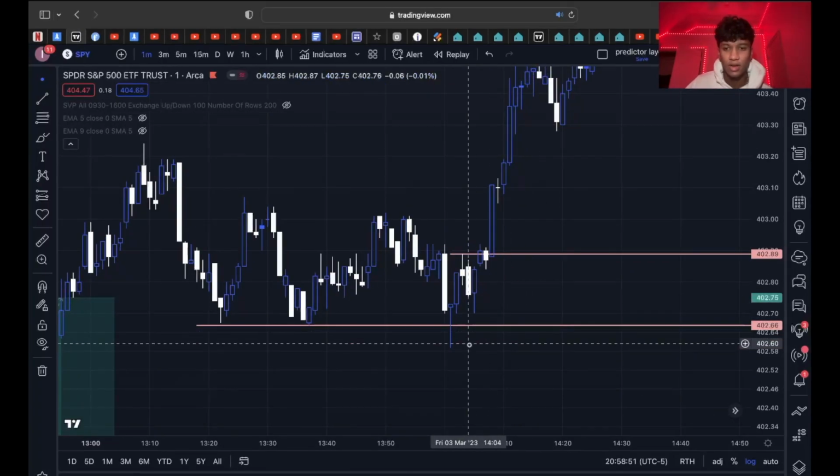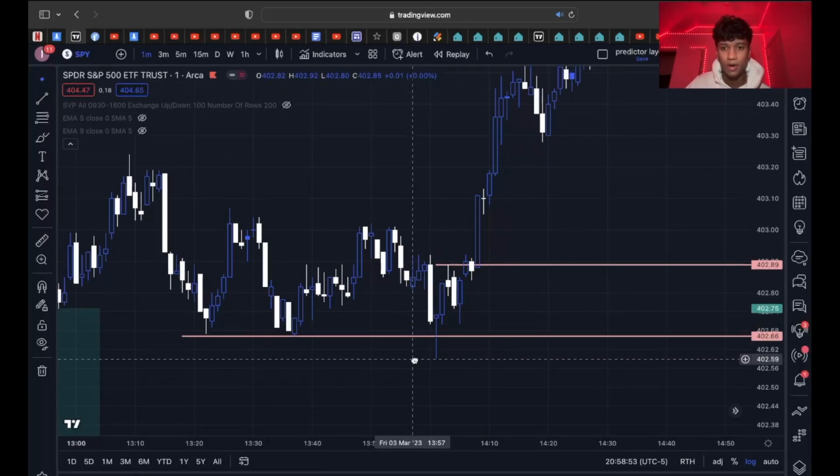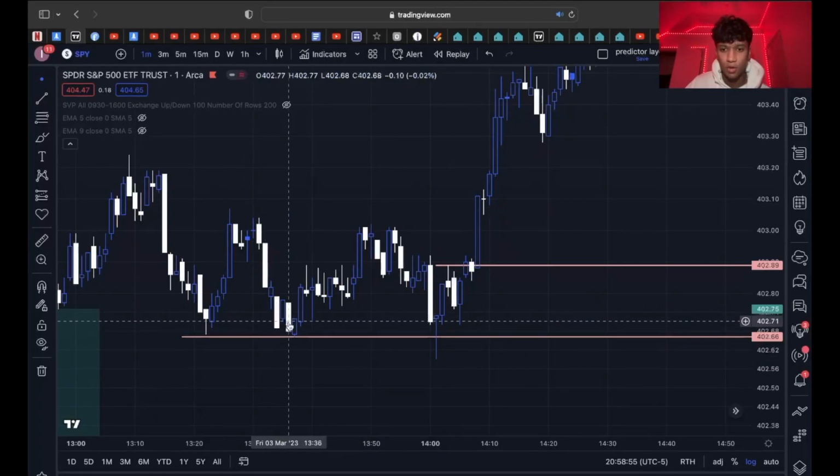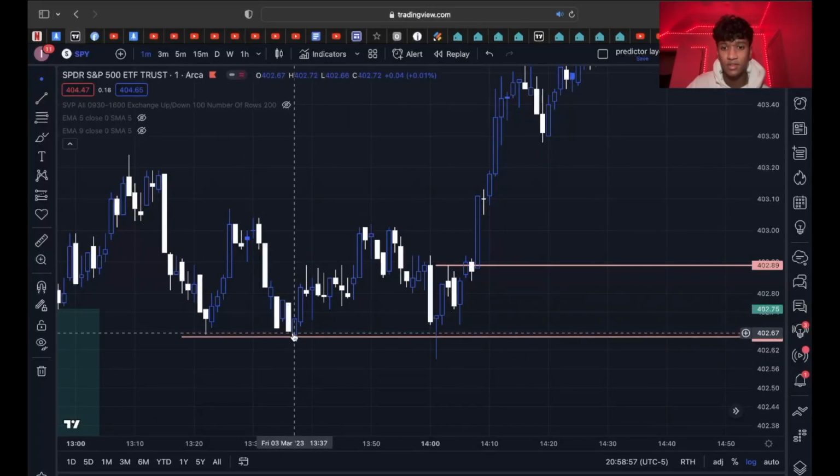Like, this is free. But liquidity sweep right here. Bounce off support. Retail traders got calls right here.